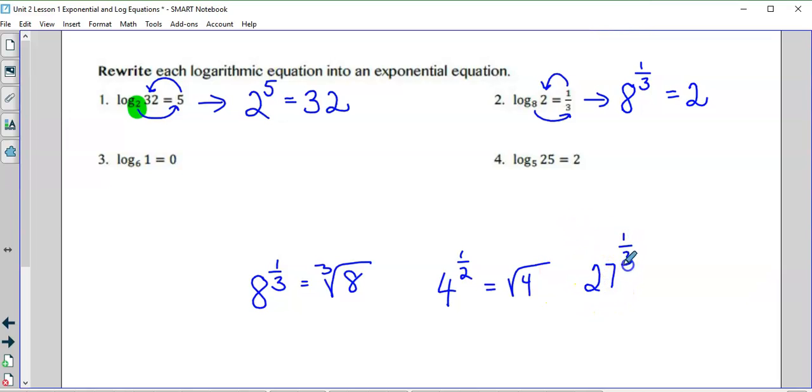27 to the 1/3 power is the cube root of 27, so that would be 3. So that's another way to write cube root, square root, fourth root, whatever.